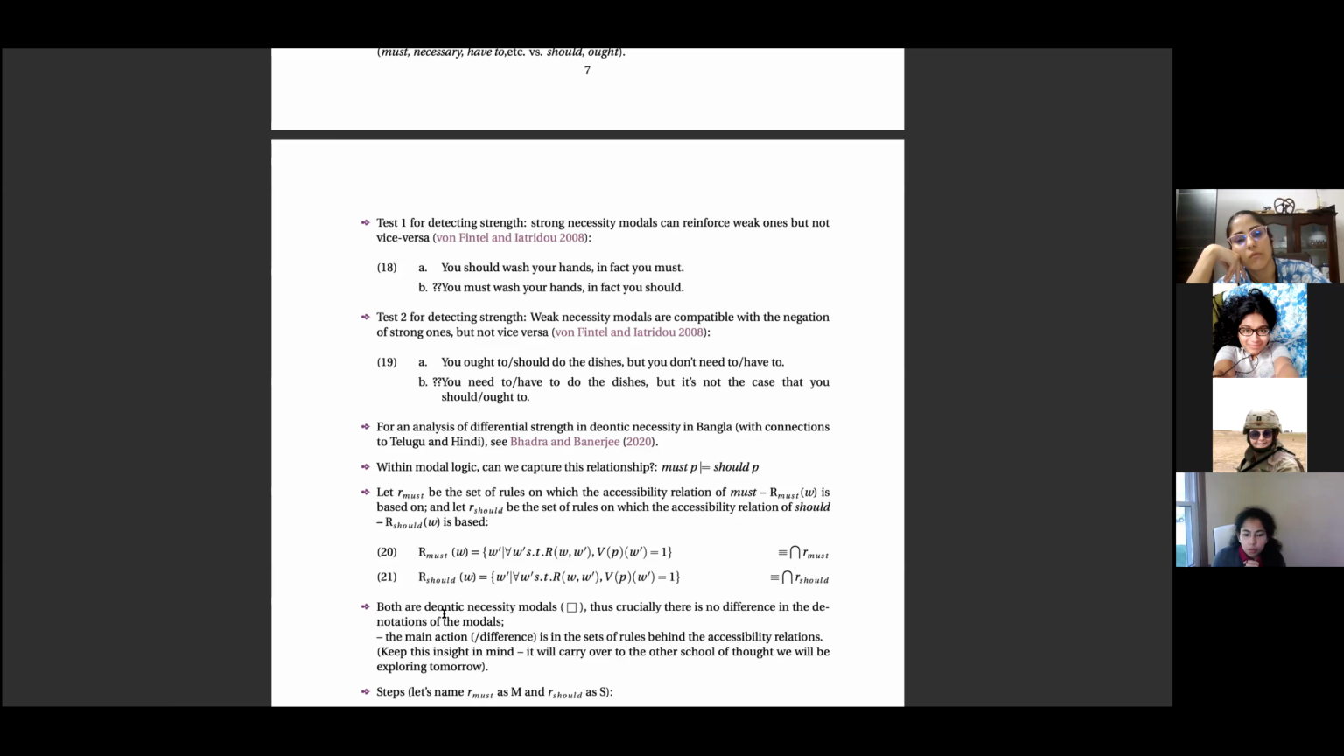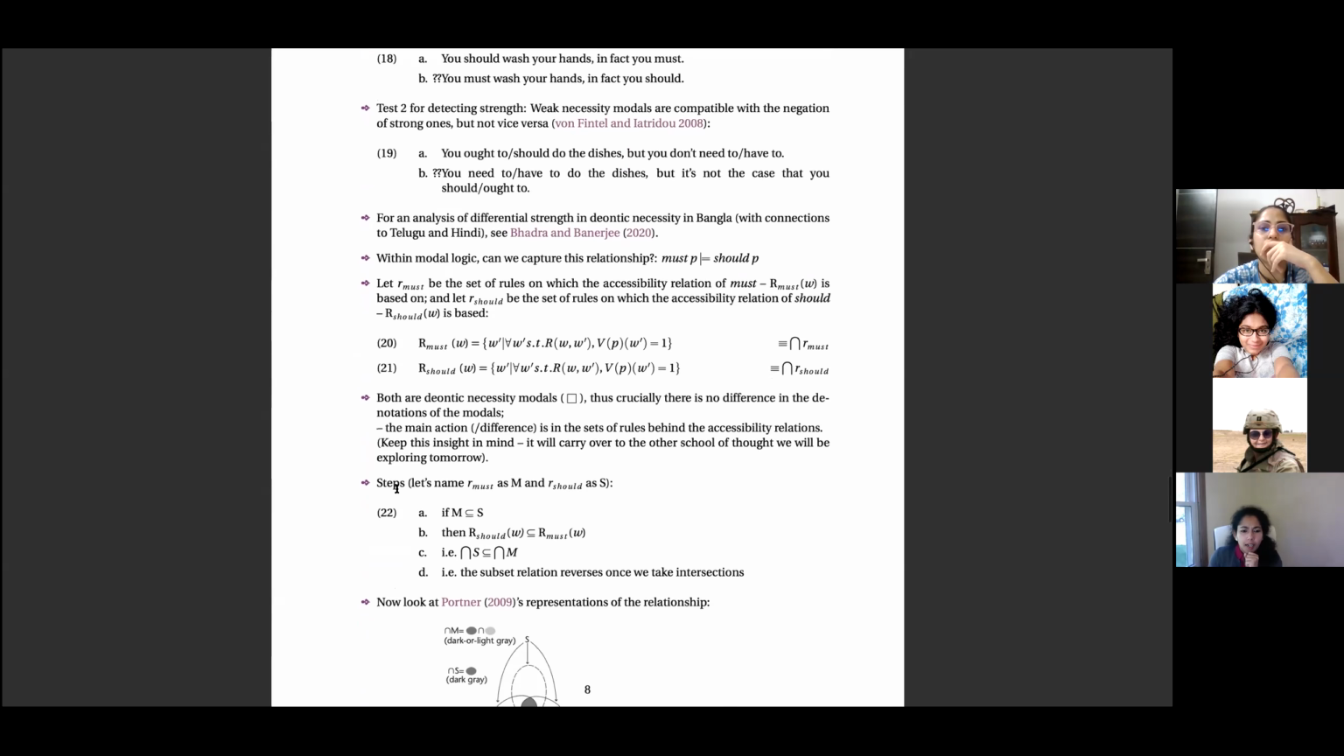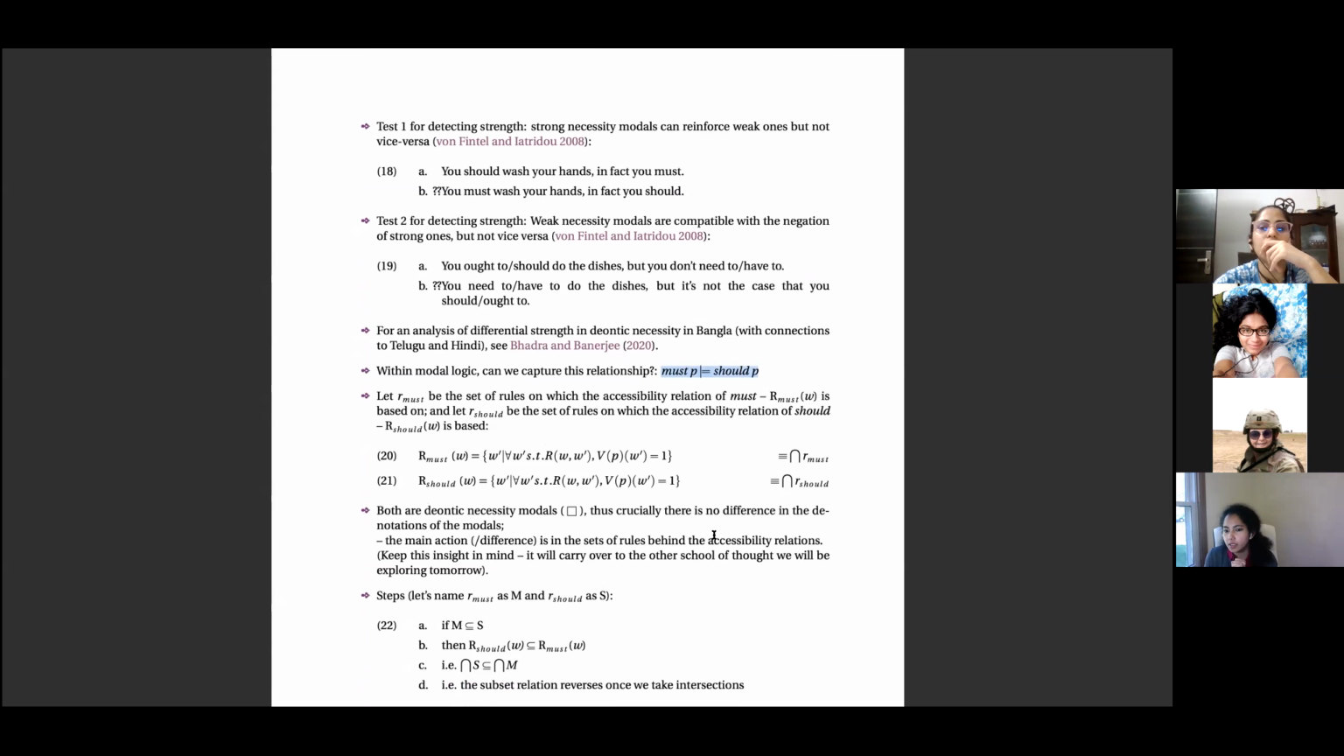So the thing I was saying is both are deontic necessity modals, but crucially there is no difference in the denotation. The rules make the difference, right? And should is sensitive to more things than must. Okay. So here are some steps to try and prove this. I hope this is familiar to people.